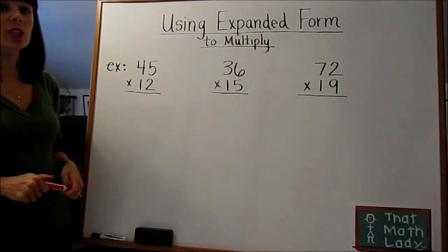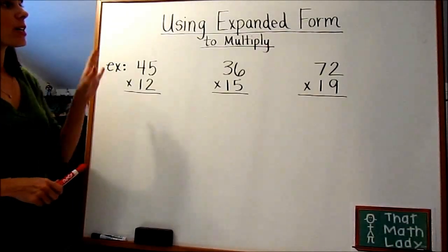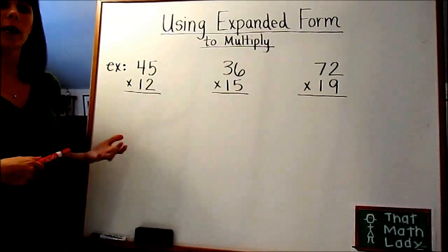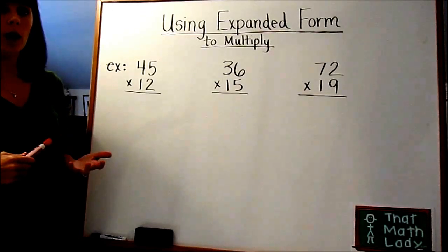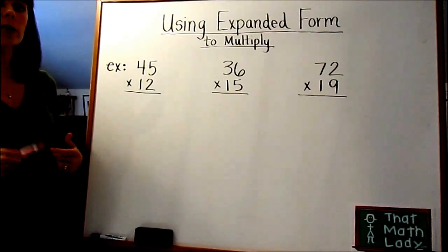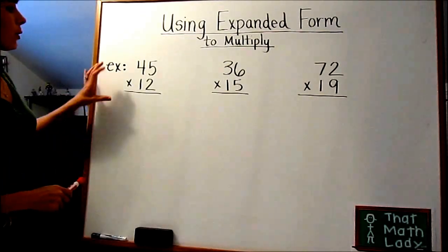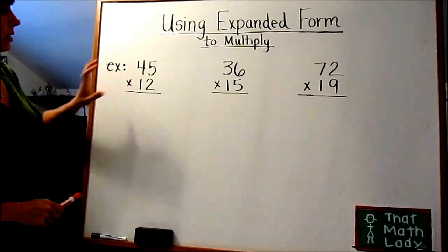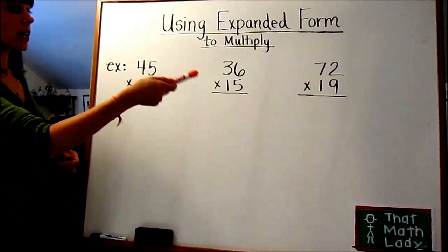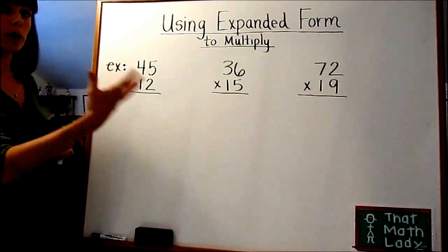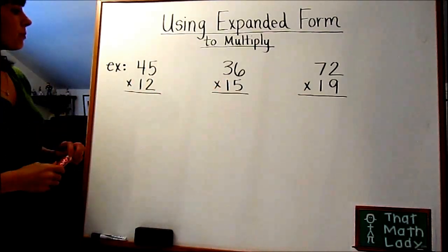In this lesson, we're going to talk about multiplying, but using expanded form to multiply our numbers together. And to do that, you might want to look at the video on expanded form just to refresh your memory as to what that is. But if you're ready to jump in, we're going to take this example problem. I'm going to walk you through it. You can then pause the video and try the other two problems on your own, or you can go with me and we'll do them all together.